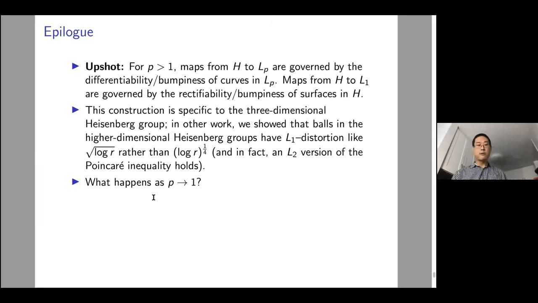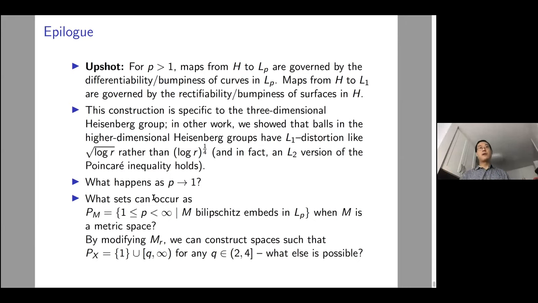And then one last question. This construction shows that you can construct metric spaces where the set of L_p spaces that they embed into is not connected. In this case, we're constructing spaces where P of X is the union of the interval from q to infinity and a point. But what else is possible? Can we do this with other sets? So, okay, I'm out of time.